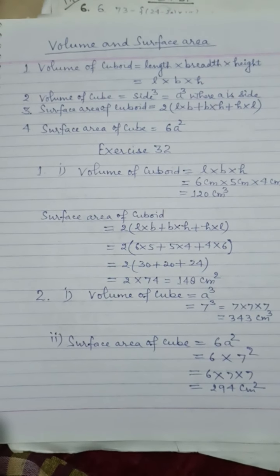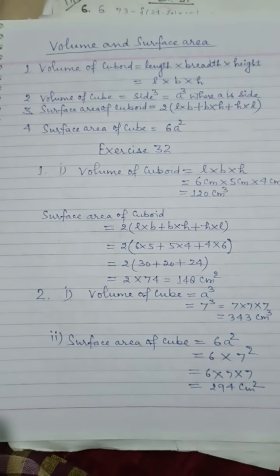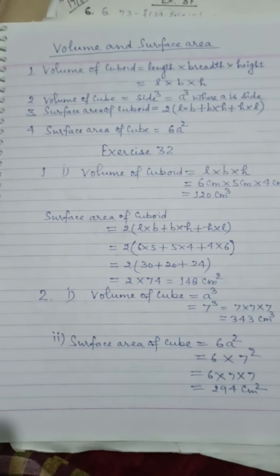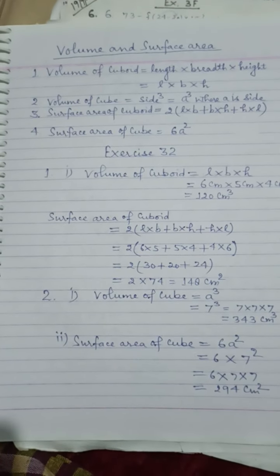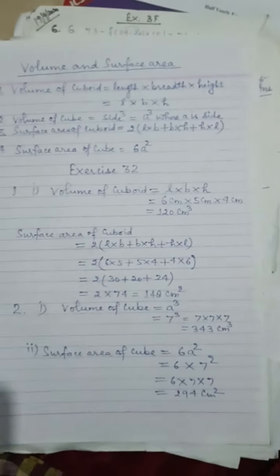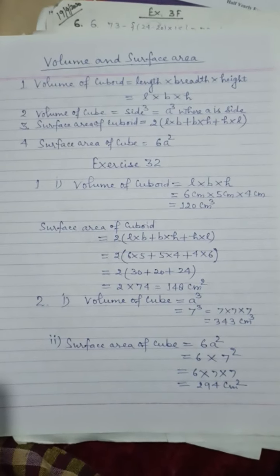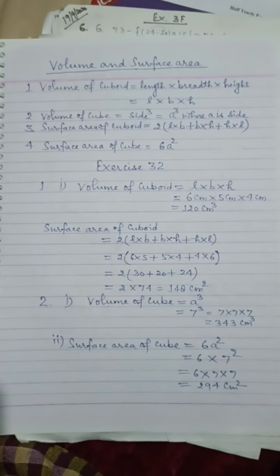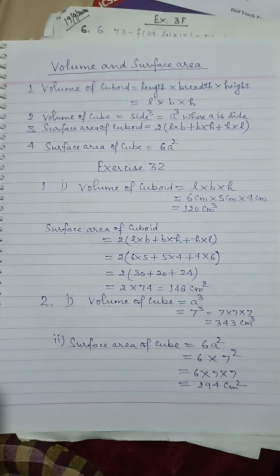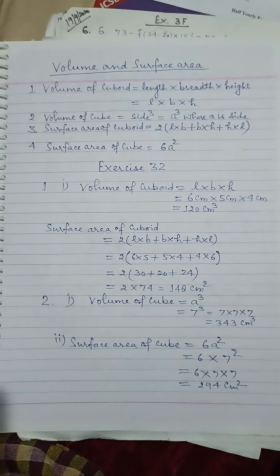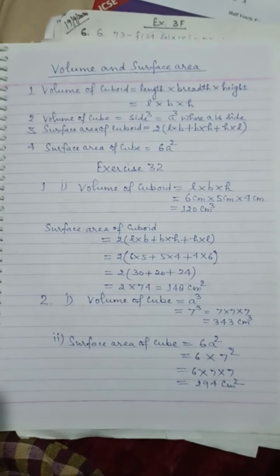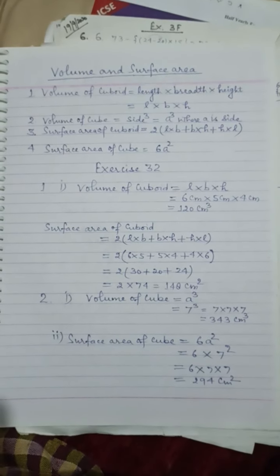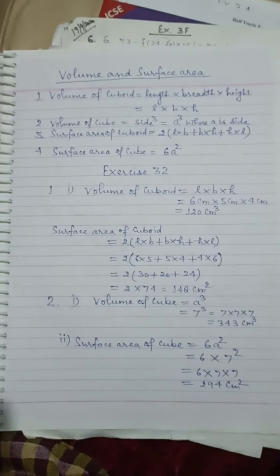Good morning, dear students. Yesterday I had explained the last exercise of the chapter Perimeter and Area, which is in your syllabus. Only three exercises are in your syllabus, that is 22A, B and C. After that, the other exercises are excluded from your syllabus. Those exercises are not in your syllabus.